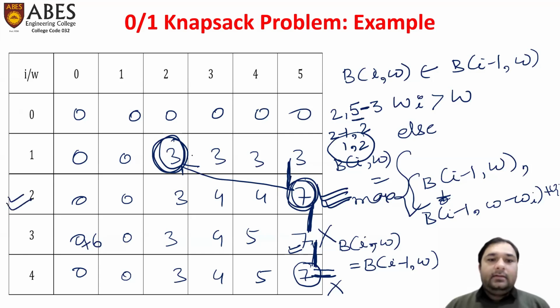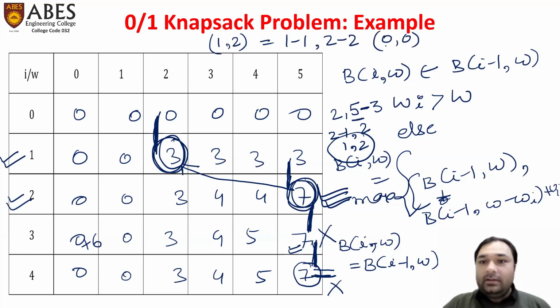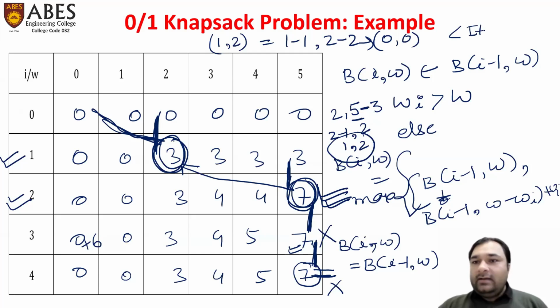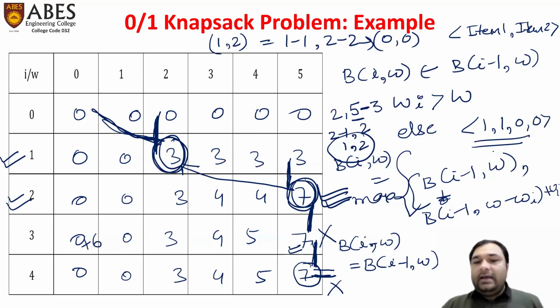Item 2 is printed. Now, if we think about this and this, these two are not same. It means item 1 is printed. And we go to the 1 comma 2 position. So 1 comma 2 means 1 minus 1 comma 2 minus the weight of that item. It will be 0 comma 0, and we reach the initial stage of this. Through this, we are saying that item 1 and 2 are printed. So we return the solution as 1, 1, 0, 0. This is the solution which we have returned.